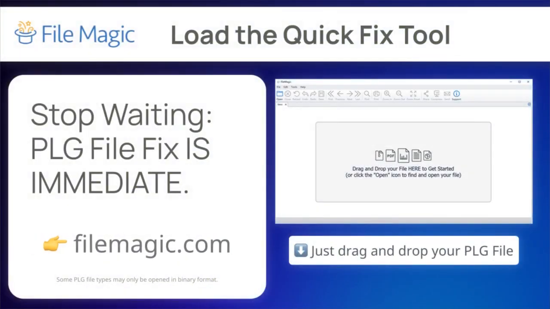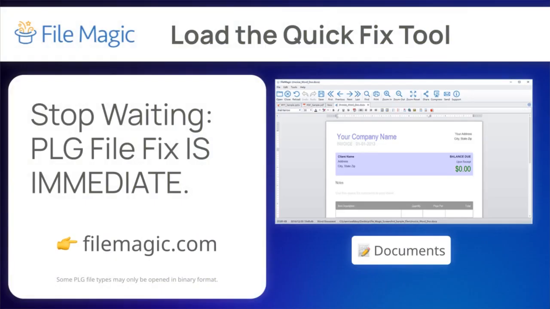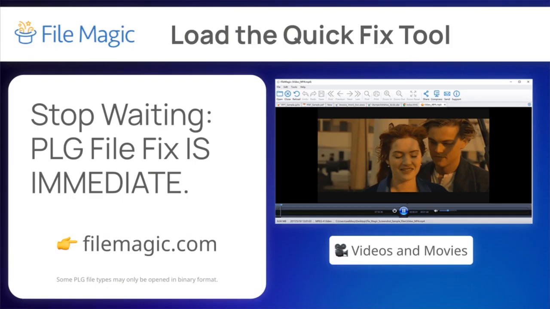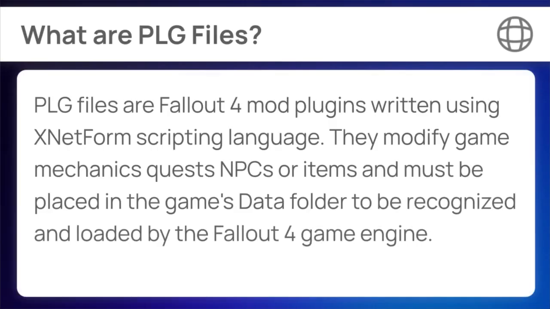Before we get technical, the simplest step is often overlooked: installing a general file opening utility. This often works when the specific PLG application fails. More details to follow. PLG files are Fallout 4 mod plugins written using XNetForm scripting language.